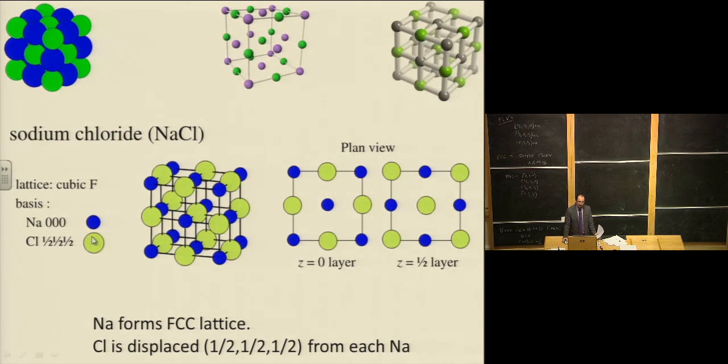Notice also that it's not unique how I describe the position of the chlorine with respect to the position of the sodium. I could have told you that the chlorine was displaced 1/2, 0, 0. That would give you the equivalent structure. Or I could have decided that chlorine was my 0, 0, 0, and sodium was displaced from it. That would also give you an equivalent structure. So there's various different ways to describe the same lattice.